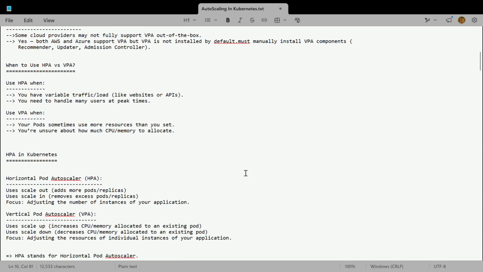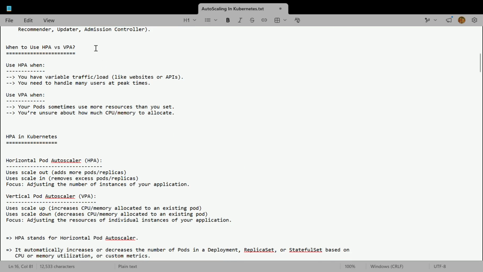So when to use HPA and when to use VPA? We can use HPA, the horizontal pod autoscaler, when we have variable traffic load, like websites or APIs that need to handle many users at peak times. During Diwali offers and Dussehra festivals, when Flipkart, Myntra and Meesho have more offers, we make our orders, right? During that time the application gets more users at peak times. We have Big Billion Days like that. During such times we can use HPA.